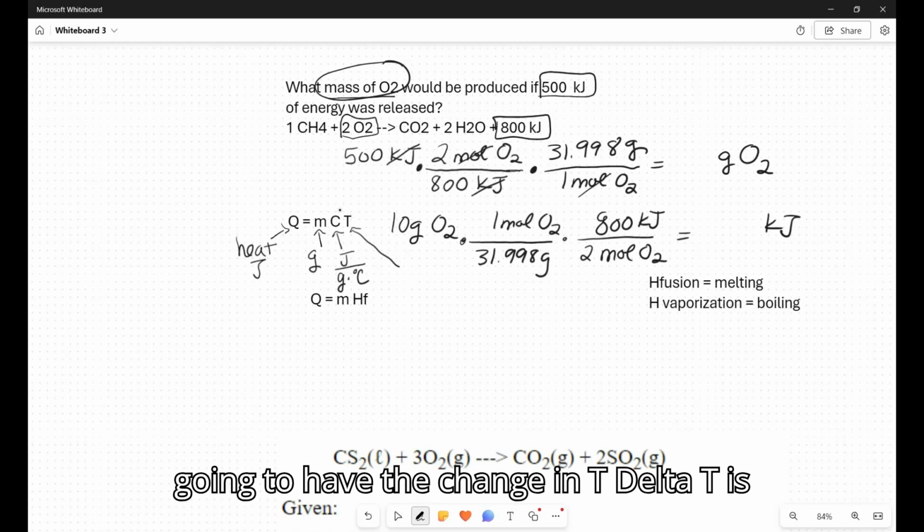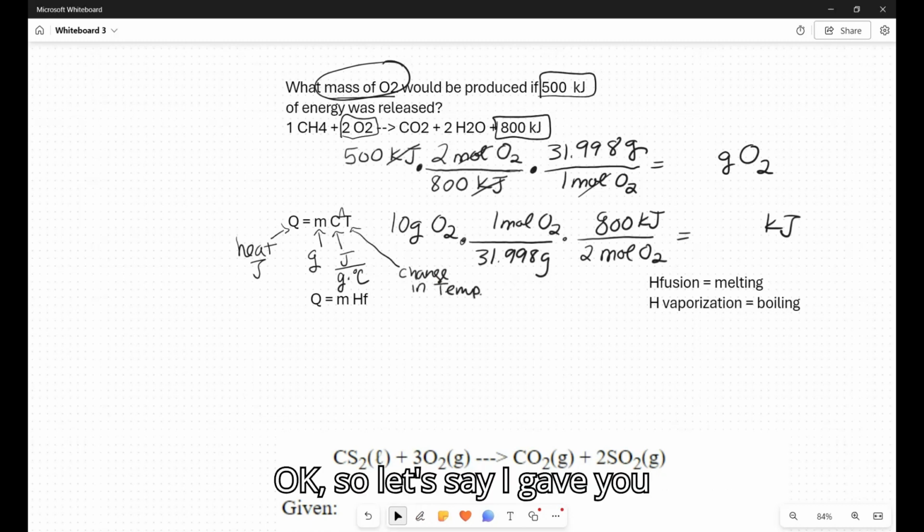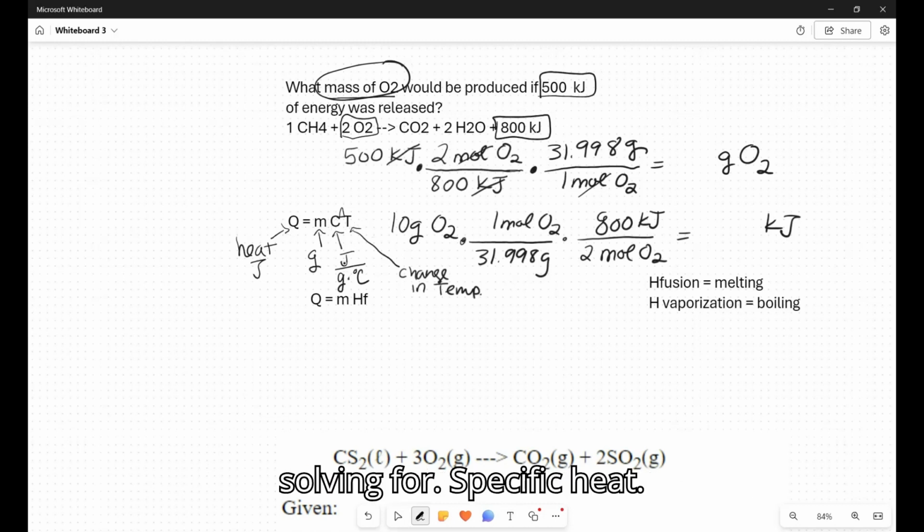And then you're going to have the change in T. Delta T is going to be the change in temperature. Okay, so let's say I gave you a sample that was about 20 grams. The specific heat is 4.184, and the change in temperature was 7 degrees Celsius. You would just plug in all of the values for mass, specific heat, and temperature, substitute that in, and solve. Let's say you're solving for specific heat.